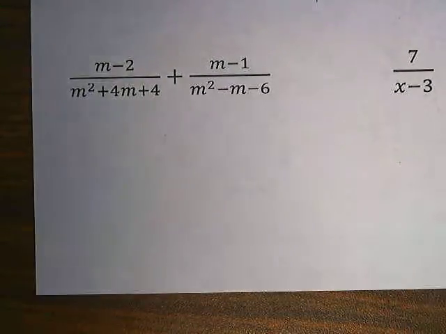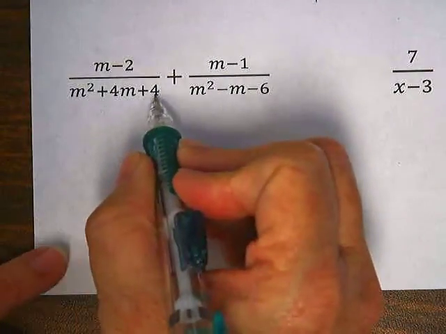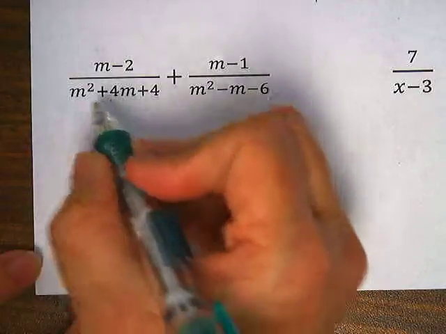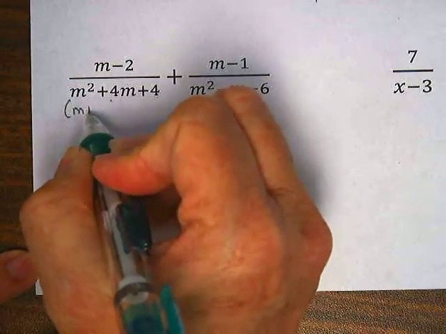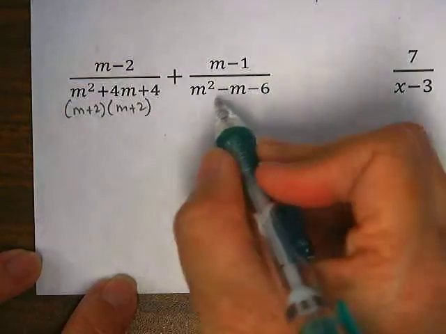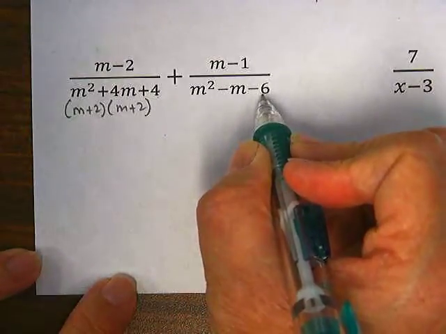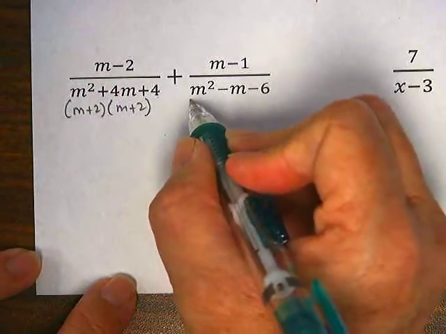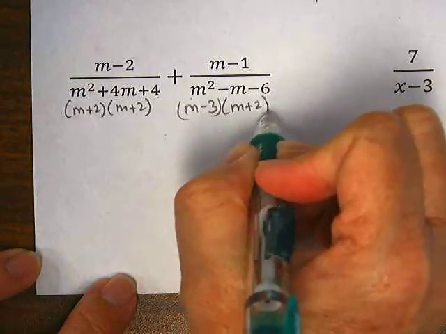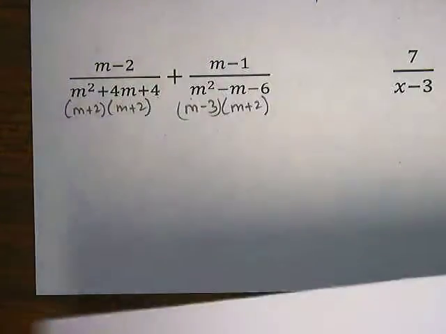M's this time. Okay. Let me make sure I remember to call them M's. So we need factors that multiply to 4, but add to 4. Okay, that's 2 and 2. So m plus 2, m plus 2. Our a value is 1, so we need things that multiply to negative 6 but add to negative 1. So m minus 3 and m plus 2. And with practice, you are going to get just as fast at recognizing these factors.